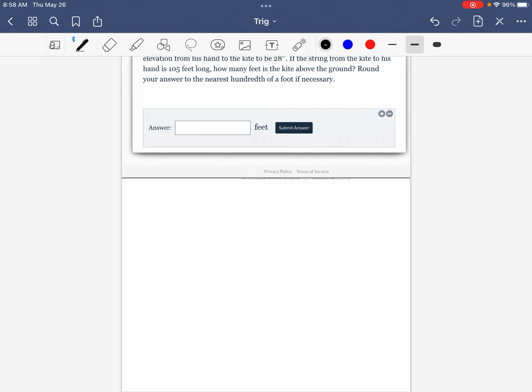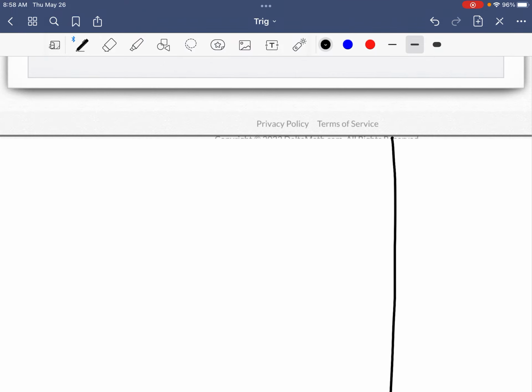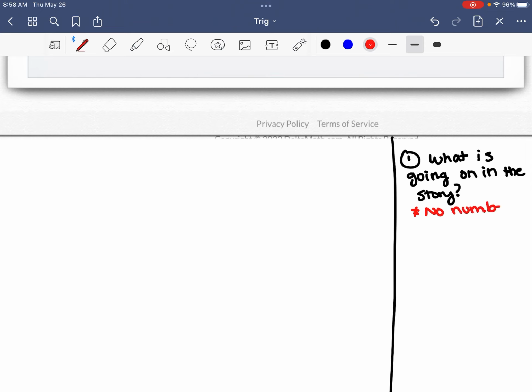So before I start off, I'm actually going to make a side here where I am going to write down my steps. So my first step, I'm going to figure out what is going on in the story. So I'm going to put right here, no numbers. So I always read it and I basically try to ignore all the numbers and all the math lingo and just figure out what's going on in the story.